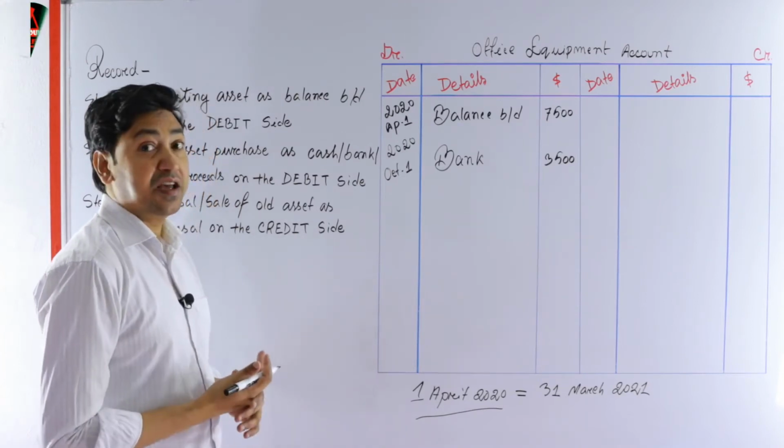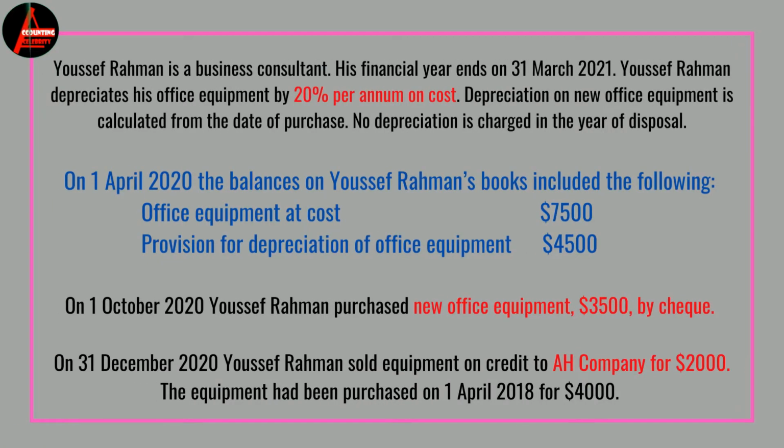Then let us have a look at the question once again. On 31st December 2020, Yusuf Rahman sold equipment on credit to AH Company for $2,000. This equipment had been purchased on 1st April 2018 for $4,000.